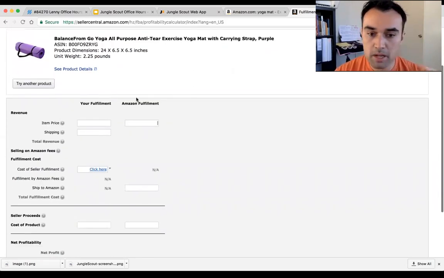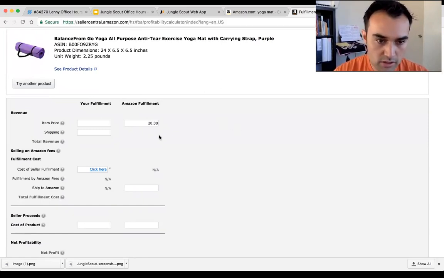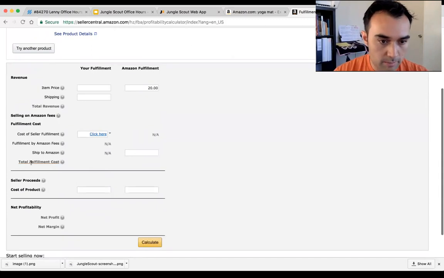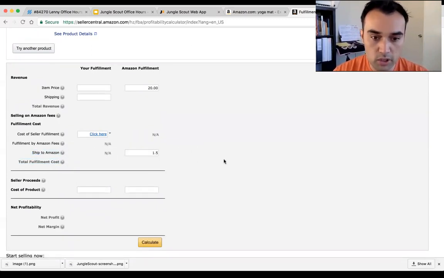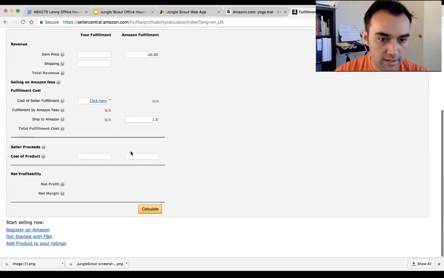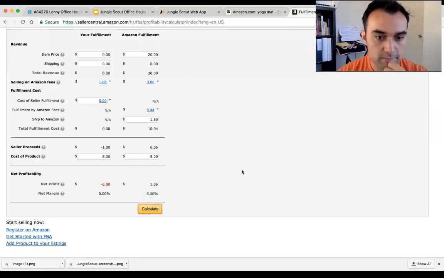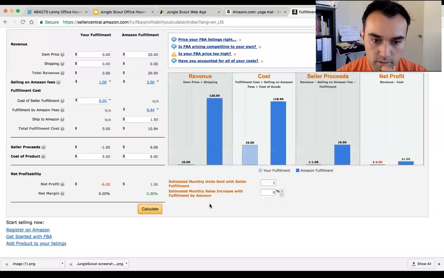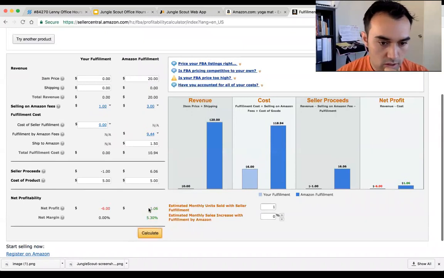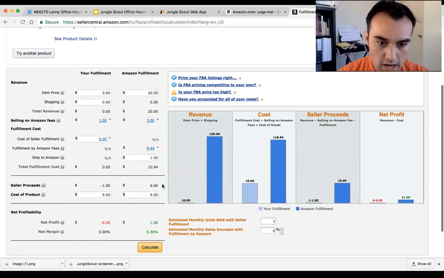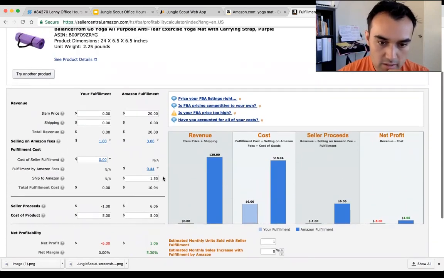So, okay, I've picked my yoga mat, and let's say my item price is going to be $20. Shipped to Amazon, okay, it costs me like $1.50 per unit. And the cost of my product is, say, $5, and calculate. All right, so it tells me my net profit is $1.06, which is great. Let's just see how to read this.